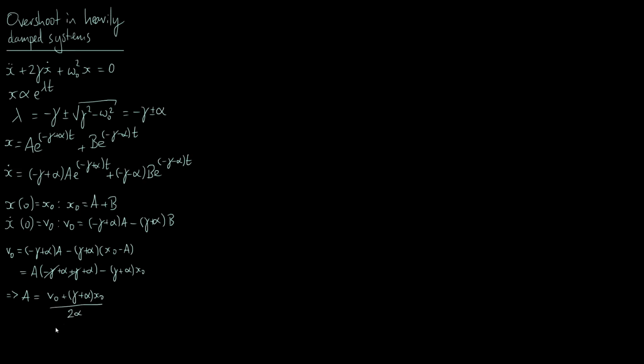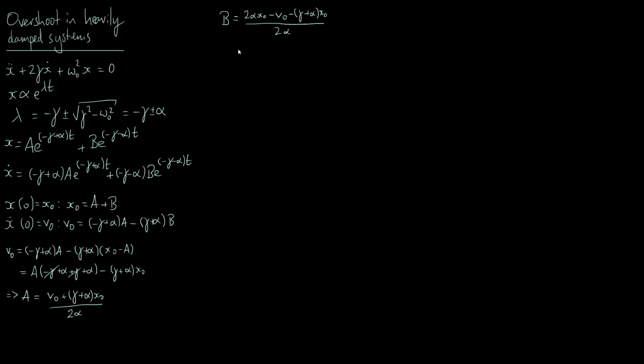And so how can we get b? Well, b is just x naught minus a. So b is x naught minus the thing that we just calculated. I'm going to write that as 2 alpha x naught, because I'm then going to divide that by 2 alpha, and we're just going to get x naught, and then I can subtract off the stuff that we just got on the numerator, so minus v naught minus gamma plus alpha x naught, and then all of this is divided by 2 alpha.